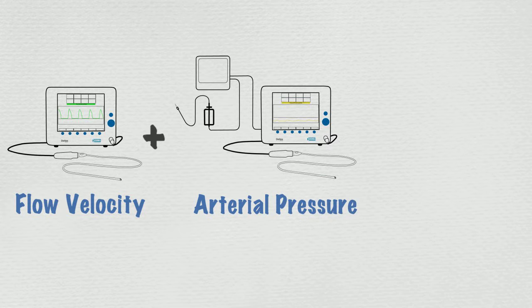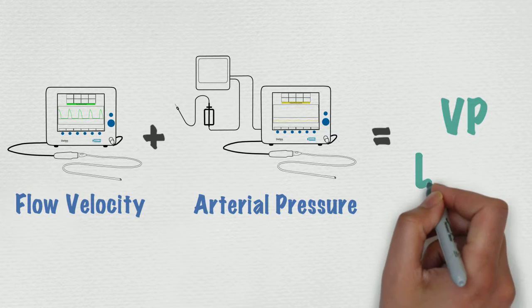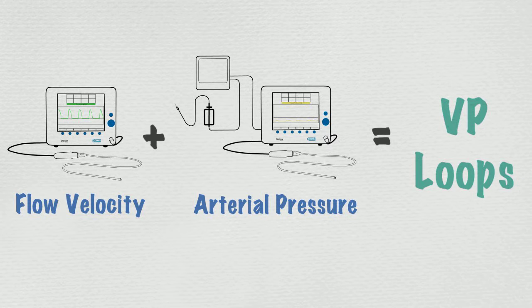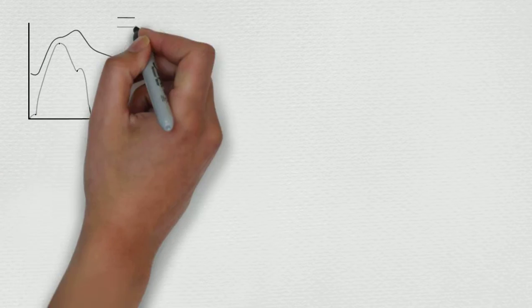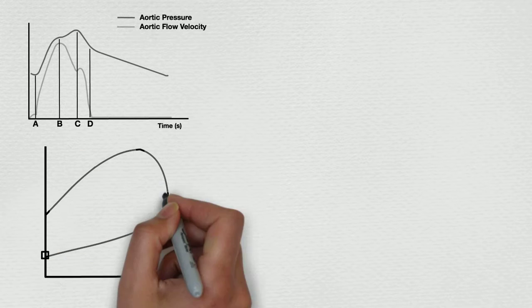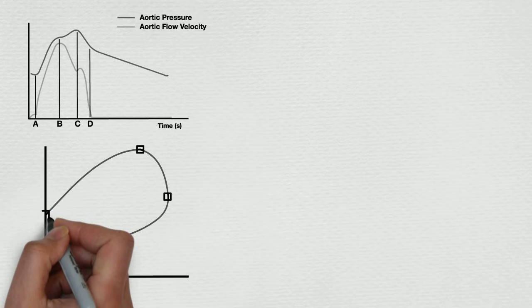VP loops provide a biomarker for cardiovascular risk and hemodynamic control, and are possible because the ODM Plus measures both aortic flow velocity and arterial blood pressure directly. This concept was developed by clinicians at Lariboisière Hospital in Paris. Real-time simultaneous measurements of both true flow and true pressure are recorded at 180 times per second throughout the cardiac cycle to construct the VP loop.